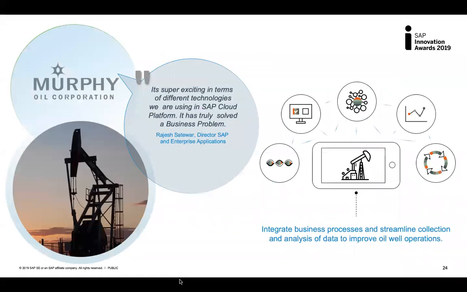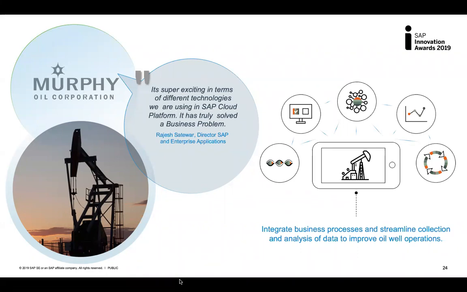Another company, Murphy Oil Corporation, based in the US, had a challenge that on their oil wells, of course, they have certain operators, employees there. They also need to observe these oil wells, and whenever there are any issues, they need to raise alerts and then ensure that the right technicians are there at the right point in time to fix the issue, and also to prevent bigger issues.